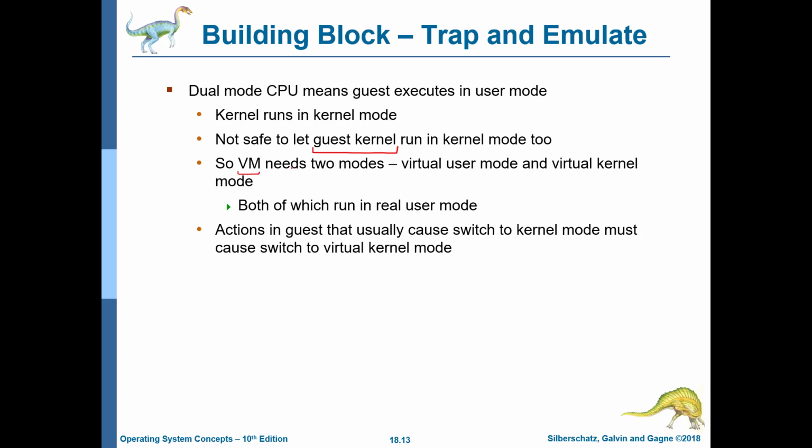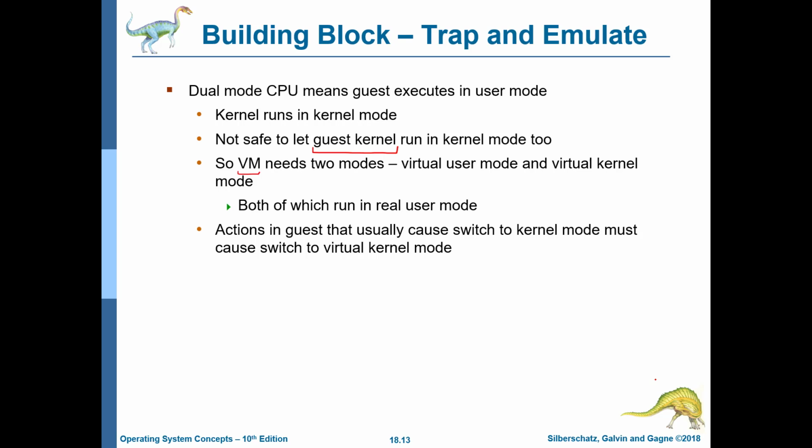As far as the VM is concerned, it actually needs 2 modes. It needs a virtual user mode and a virtual kernel mode. In principle, this is doable if we can have multiple modes. Modern processors actually have multiple modes, known as ring levels, which are precisely used for this purpose. But for the sake of this slide, both the virtual user mode and the virtual kernel mode actually run in real user mode. So this is a problem. The reason is that the guest OS will execute instructions for which it does not have adequate permission. This will cause issues.